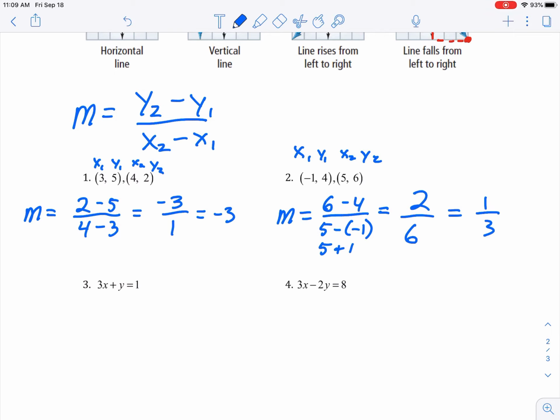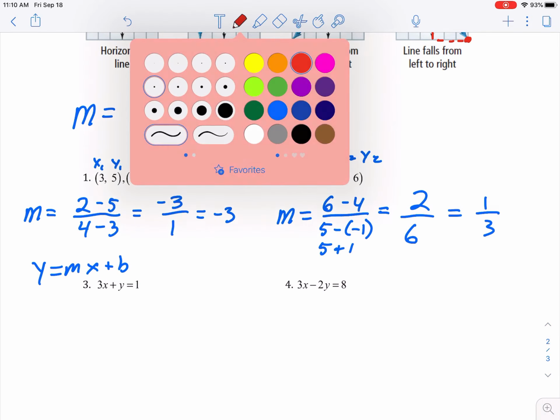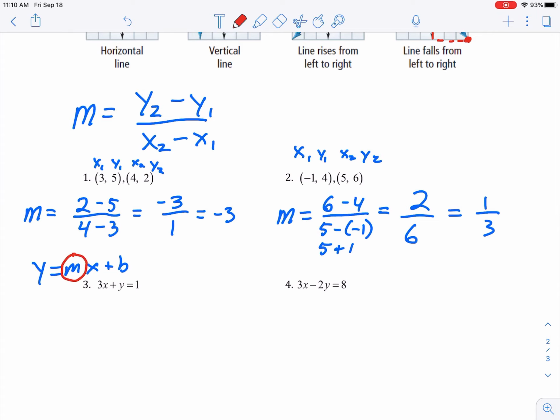Well, we put these into y equals mx plus b, where m is our slope. So we basically solve for y and then take the coefficient, the number in front of x, and that is our slope. So let's take a look at this one. I've got 3x plus y equals 1.